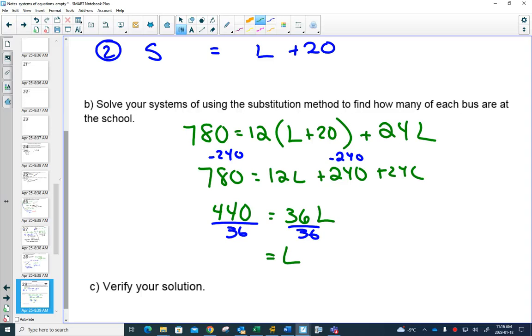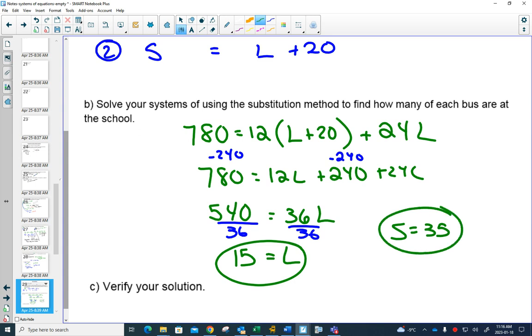12.2. Did we make a mistake somewhere? Oh, it's 540. There we go. I made a subtracting mistake. 540 divided by 36 is 15. So there are 15 large buses. How many small buses? 35. Because there are 20 more.